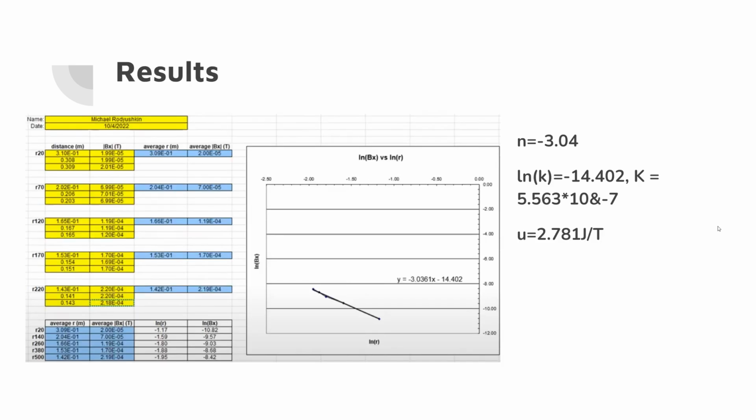Now onto the results of our experiment. After we recorded all the data points, we applied the linearization principle, which we described earlier, by taking the natural log of each of the values and taking a nonlinear trend and turning it linear. Using this, we were able to determine that the exponent, which our distance is set to, is negative 3.04. Similarly, we were able to find the value of k and plug it into our equation and set them equal to each other. We were able to determine that the magnetic dipole moment of the bar magnet was 2.781 joules per Tesla.